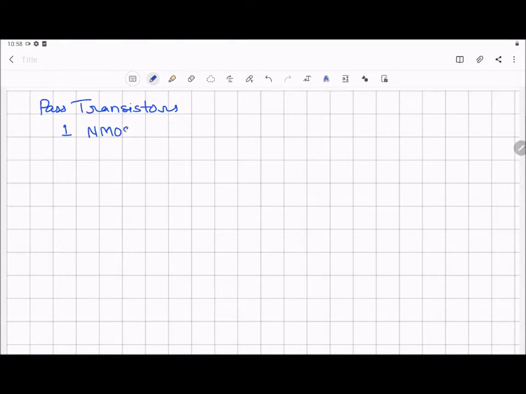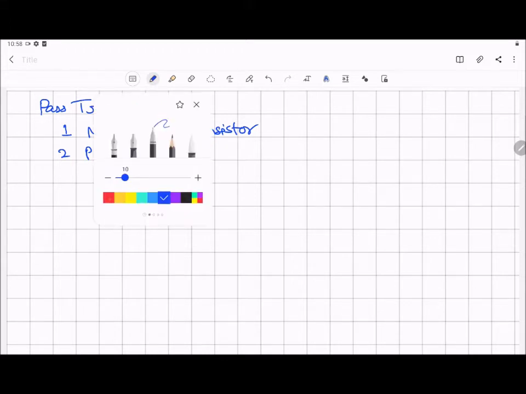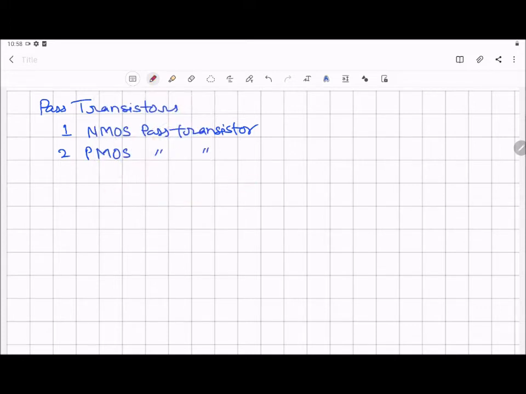Pass transistors are of two types. First, NMOS pass transistor. Second, PMOS pass transistors. Now we will see each type of pass transistor one by one. First, NMOS.